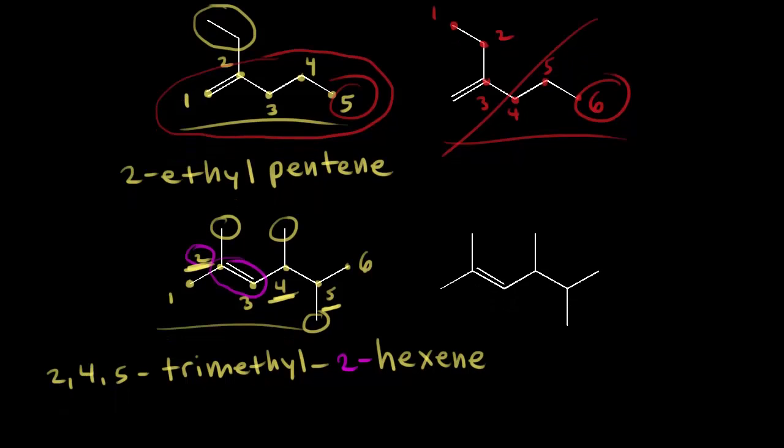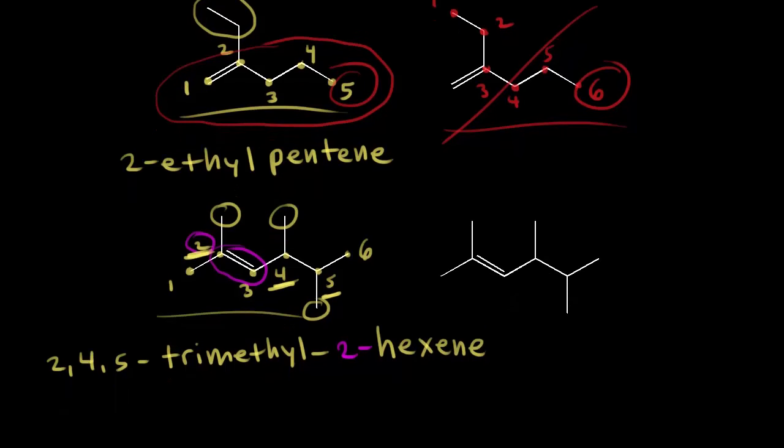There's another way to name this molecule. Instead of putting this 2 in front of the hexene, you can put the 2 between the hex and the ene. So let me write out that way. So we'd still have methyl groups at 2, 4, 5. So 2, 4, 5, trimethyl.